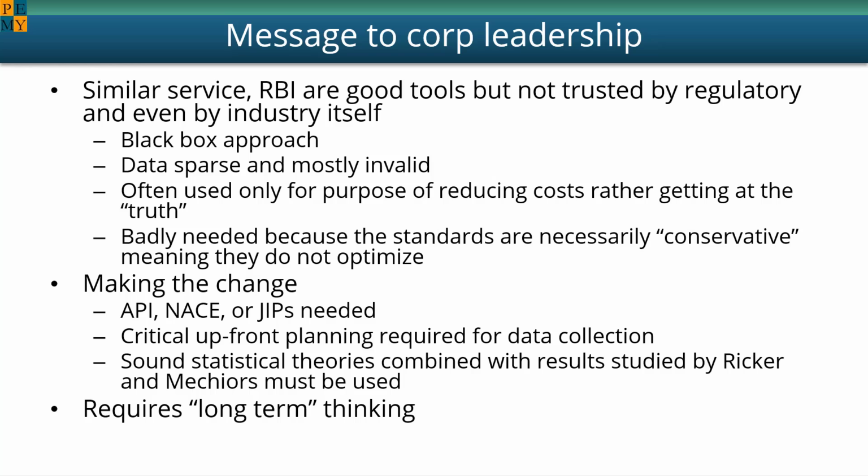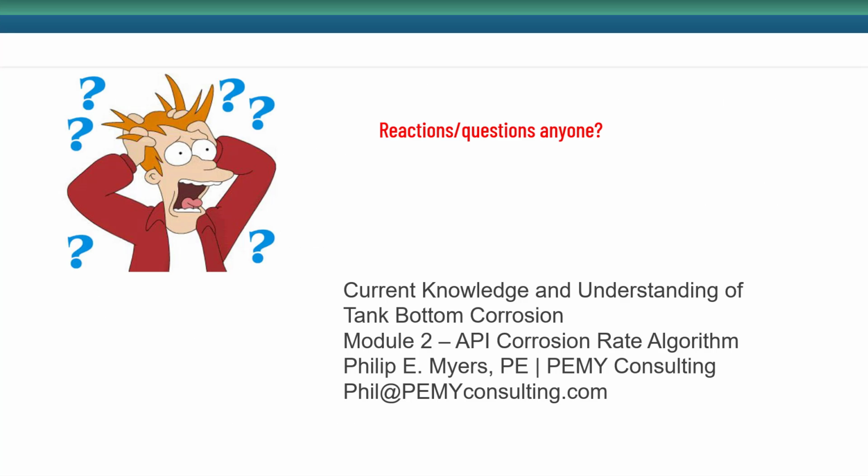There are sound statistical theories that can be used, such as the results by Ricker. It requires long-term thinking, so in Module 3 we'll get into this in more detail. This concludes Module 2 of the 3-part corrosion rate series for tanks. There's much more information about this on the PEMY Consulting website, so I invite you to take a look at that. It goes into all of the details and has papers related to this topic.